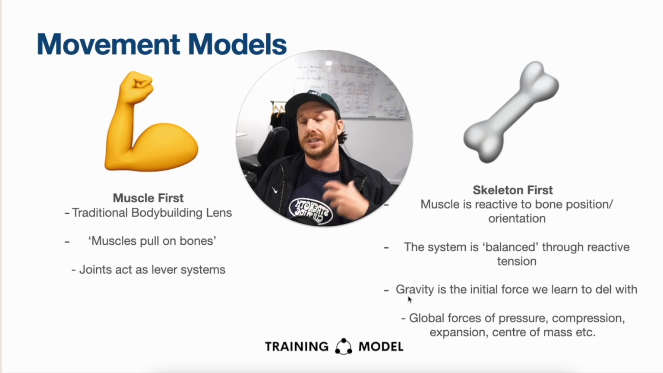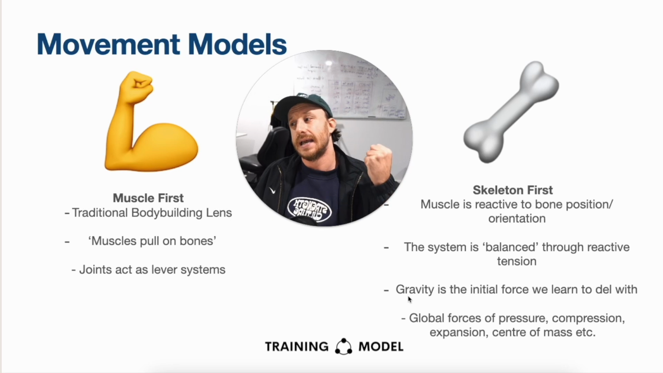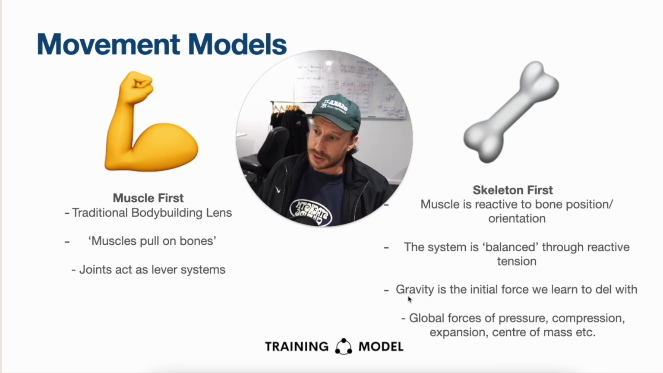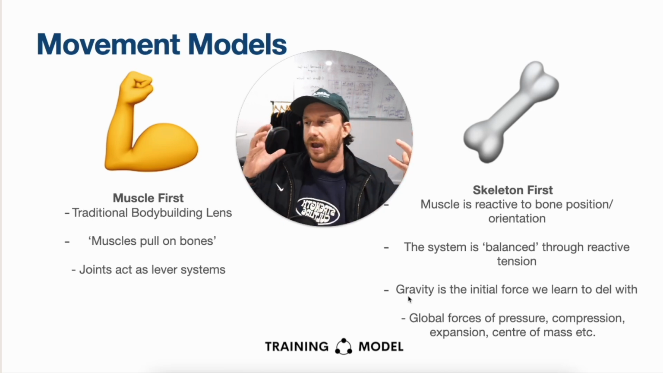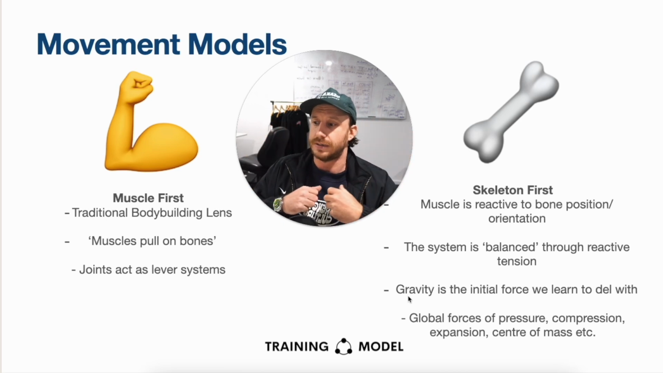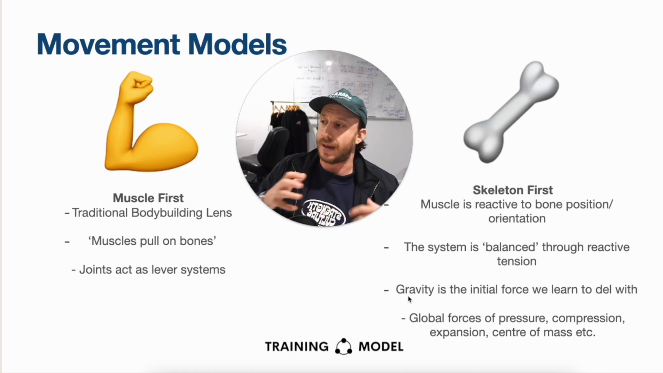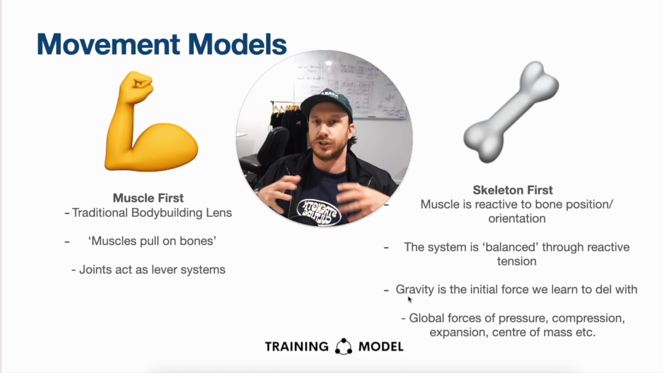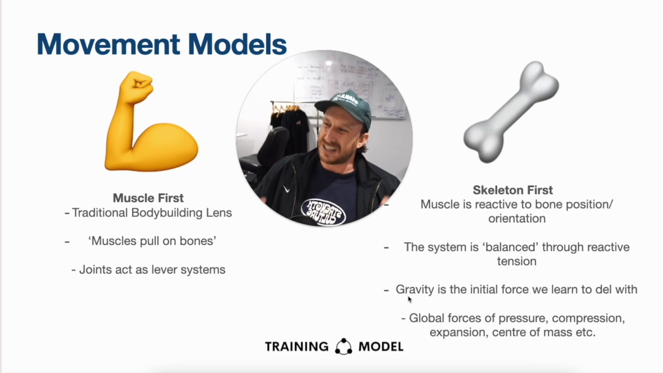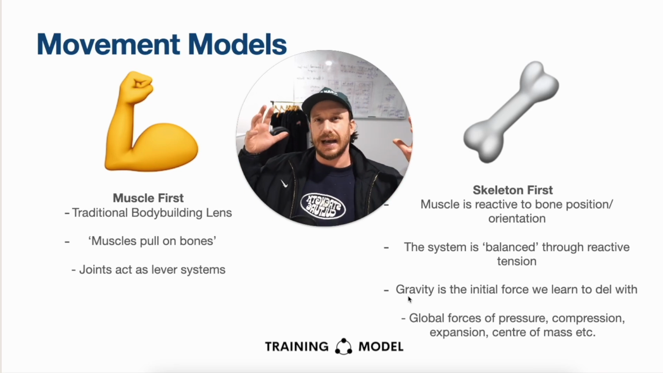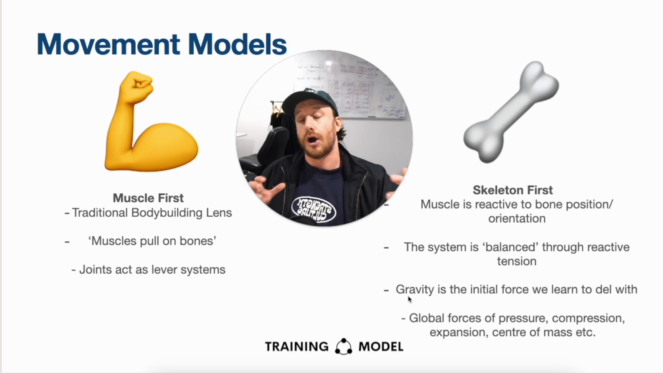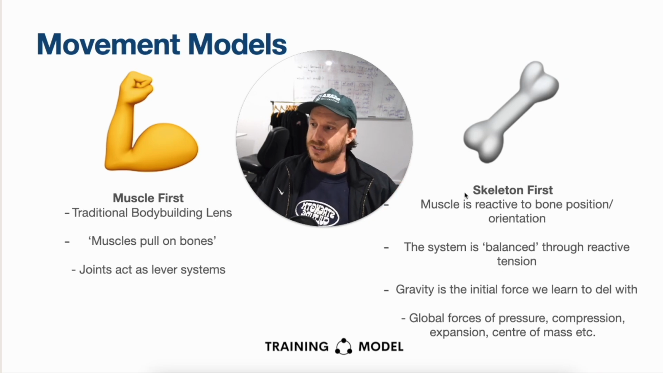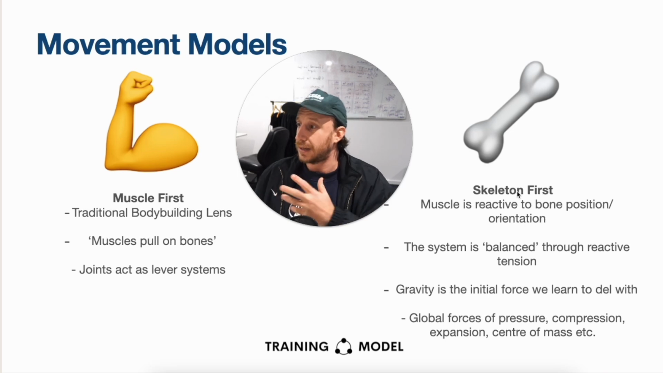All of that muscular tension that we're feeling and perceiving is a response to the global forces of pressure within the system: compression on the system from gravity, expansion as we move in different directions, management of center of mass, and all of that. And all of those changes of more global systemic pressures and systemic tension are actually a response to gravity, and it's a response of the muscular system pulling and holding the skeleton in space. That's why I like to view it as a skeleton first versus a muscular first lens.